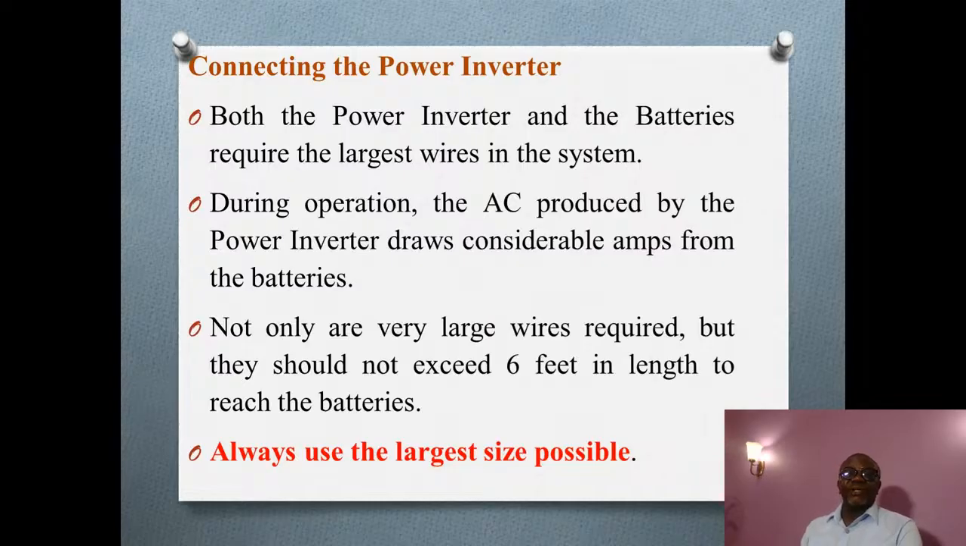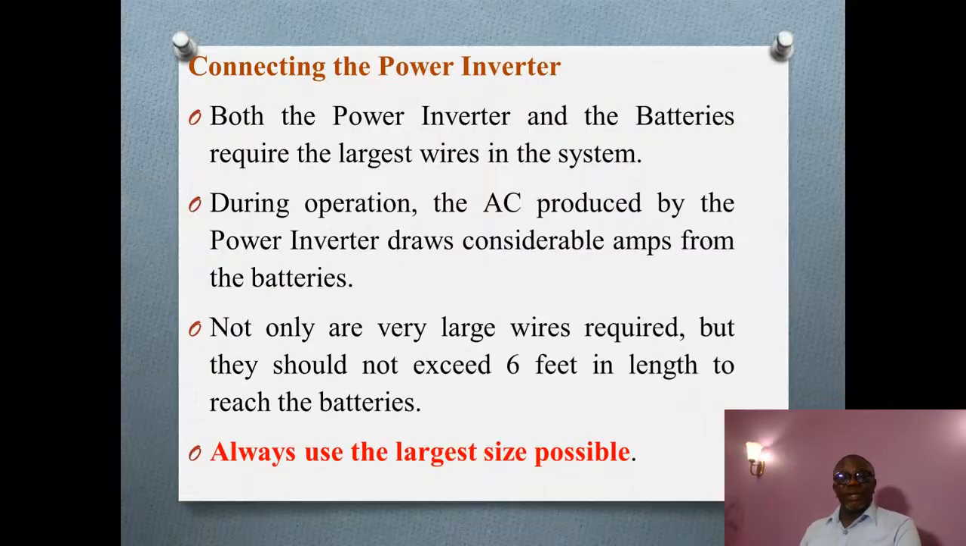During operation, the AC produced by the power inverter draws considerable current from the batteries. Not only are very large wires required, but they should not exceed 6 feet in length to reach the batteries. So what we are saying here is that no matter where you are keeping your batteries, your inverters, and your charge controllers, make sure that the length is not more than 6 feet to reach the batteries.